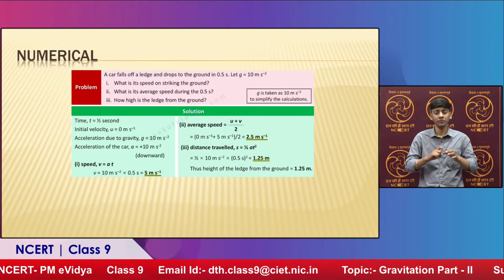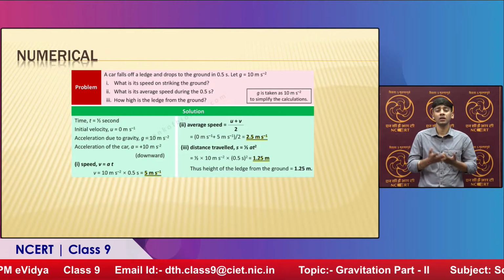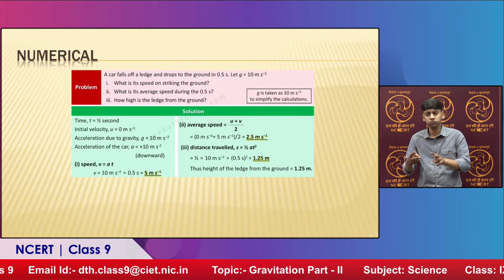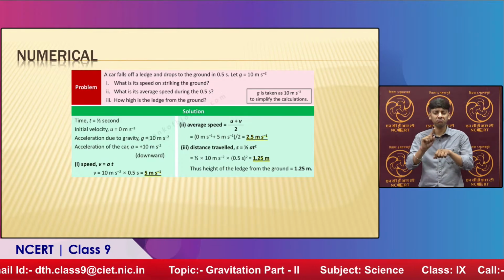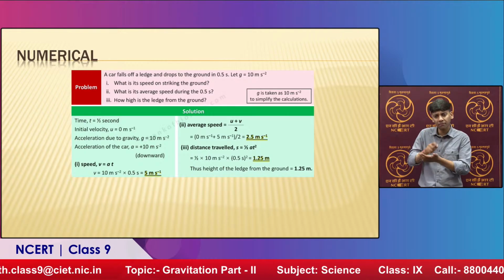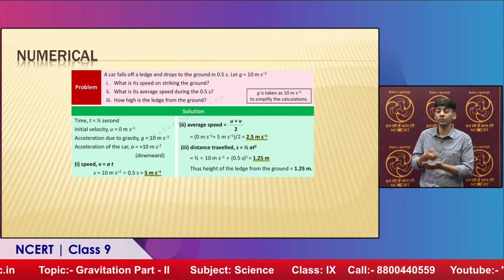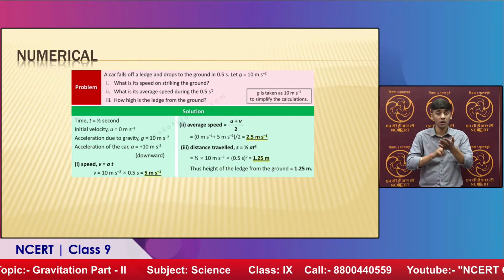A car falls off a ledge and drops to the ground in 0.5 seconds. A car is falling off a ledge and it is taking 0.5 seconds to reach the ground. G is equal to 10 meters per second square because the object is falling downwards. So we have to use the equations of motion here. What is the speed on striking the ground?